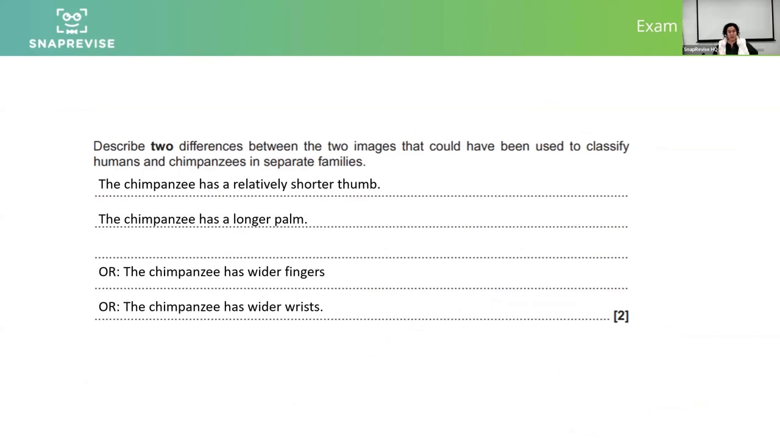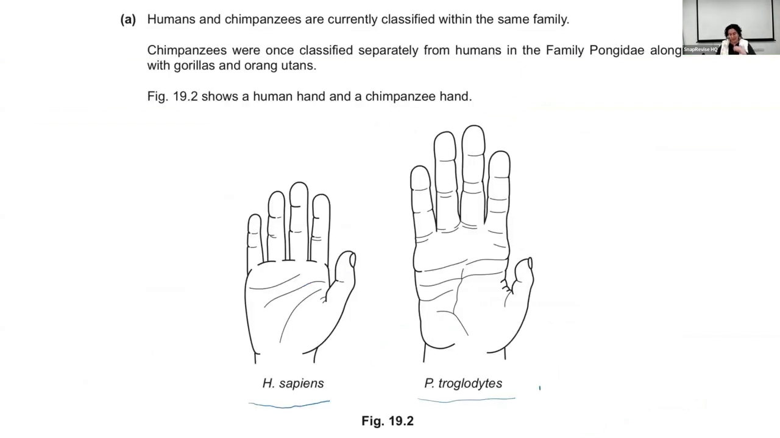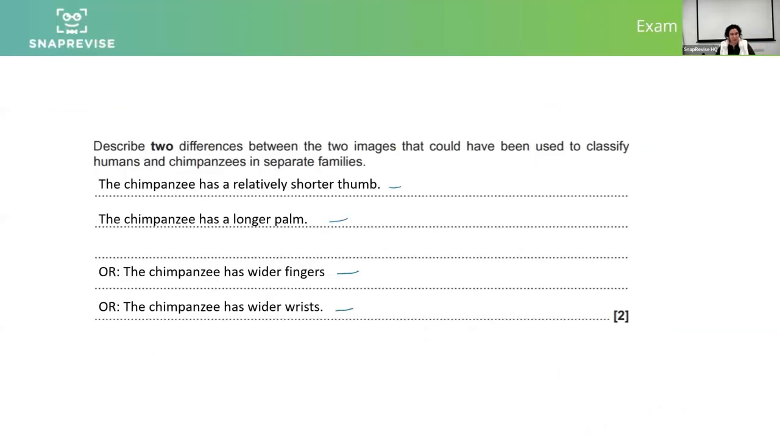So what do we do in this question? The chimpanzee has a relatively shorter thumb. The chimpanzee has a longer palm, or the chimpanzee has wider fingers, or the chimpanzee has wider wrists. So what have we done here? We have just literally looked at the images, and we have just literally observed whatever differences we can see, and we've tried to include as much detail as possible.